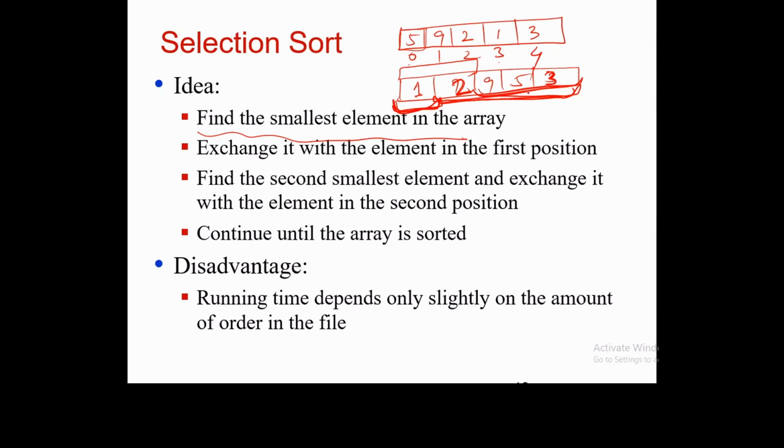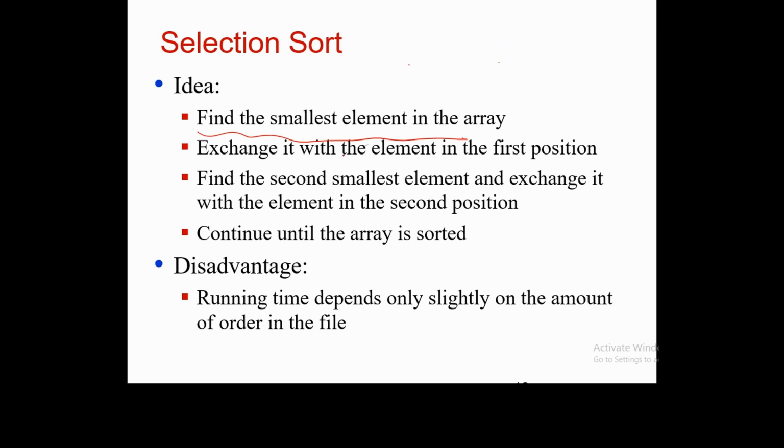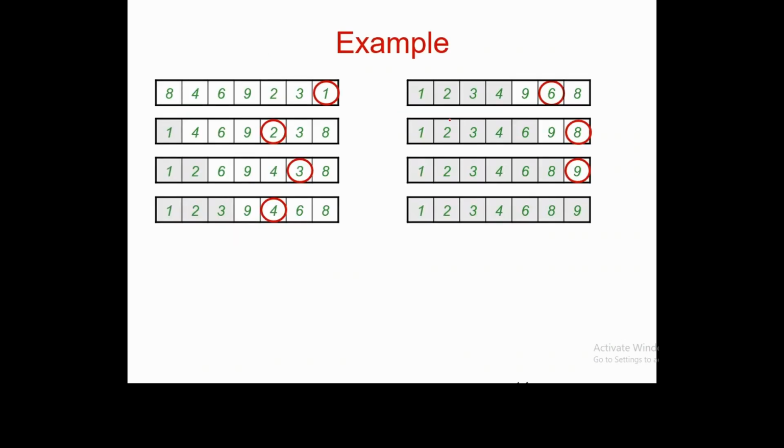Okay, so in the case of this sorting algorithm, the running time depends only slightly on the amount of order in the file, like whether the list is in sorted or unsorted order. It is a stable algorithm and it is an in-place algorithm. In place means there is no need for extra memory for executing this algorithm. If we categorize algorithms in terms of extra memory requirement, there are two categories: in place and out of place, or not in place.